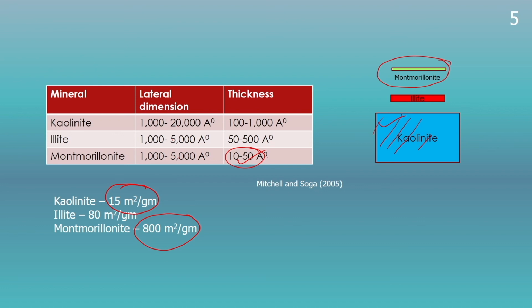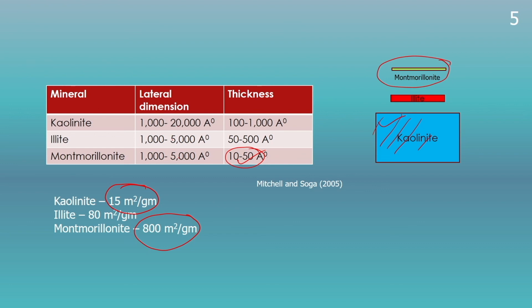Due to their large specific surface area, the cation exchange capacity and the presence of weak van der Waals forces, the montmorillonite will have a tendency to swell. It has a tendency to absorb moisture, and therefore it will swell to a large extent in comparison to kaolinite and illite.